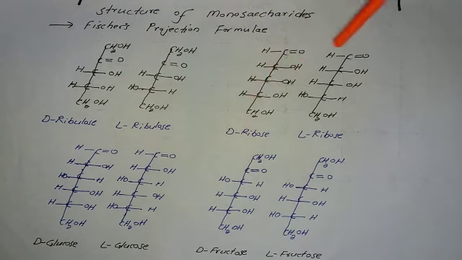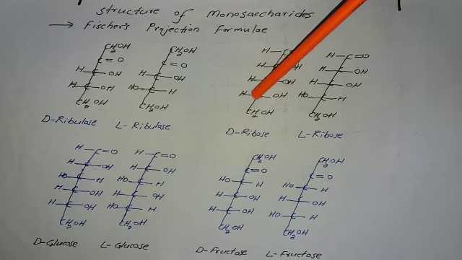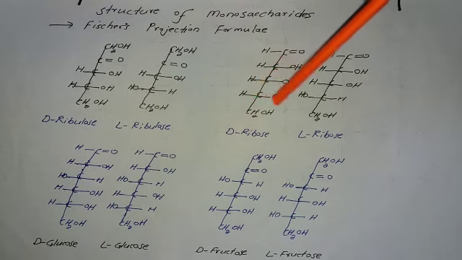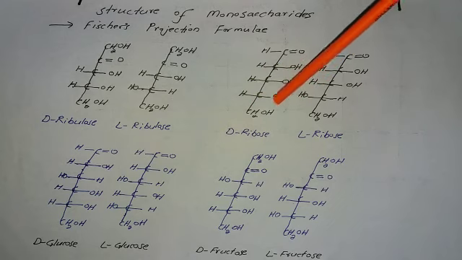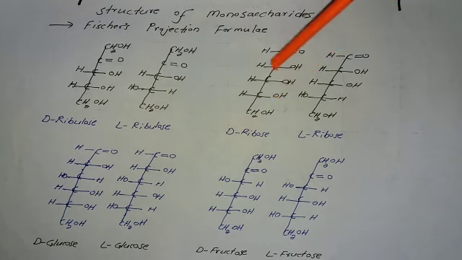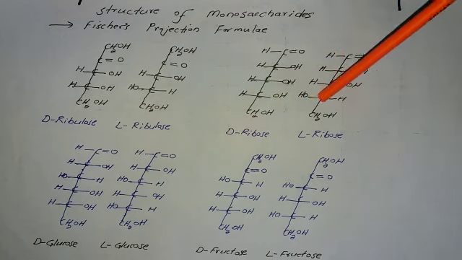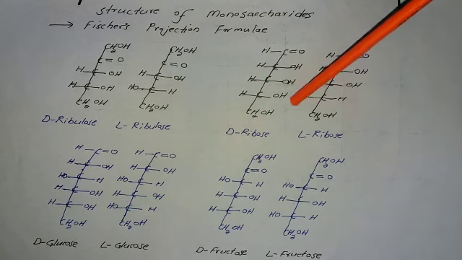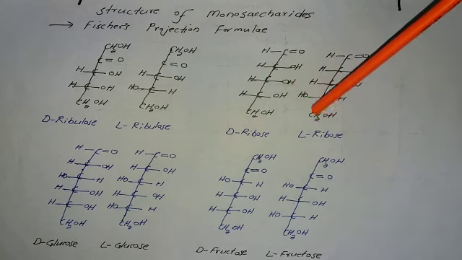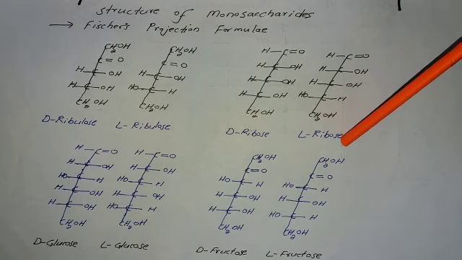The same case applies in D-ribose and L-ribose. This is the farthest asymmetric carbon atom in the case of ribose. The hydroxyl group in this case is to the right side, so this structure of ribose is said to be D-ribose. The hydroxyl group in this case is to the left side, so this is said to be L-ribose.